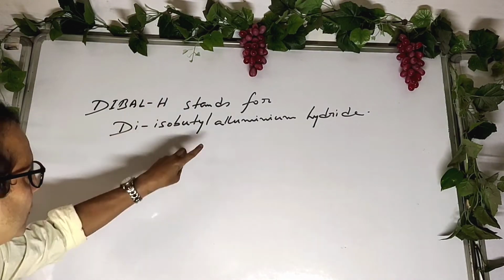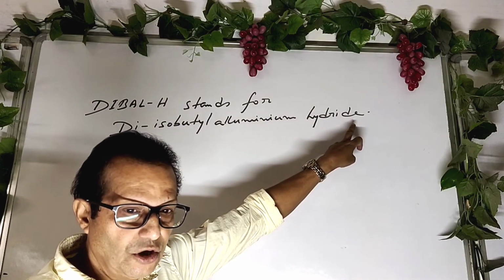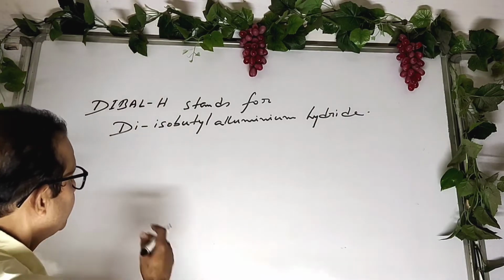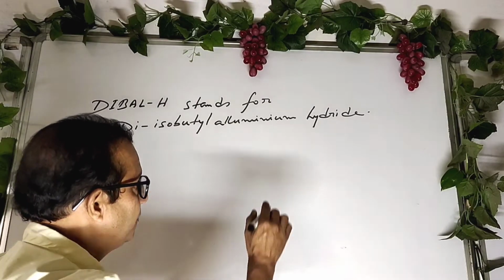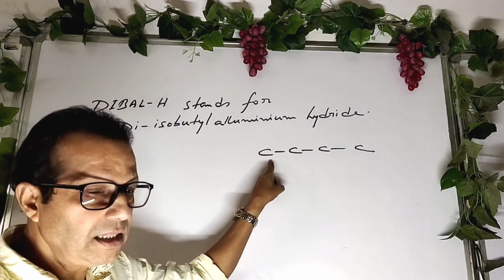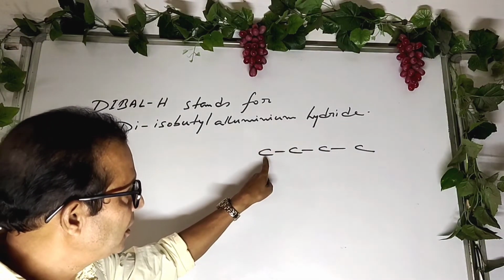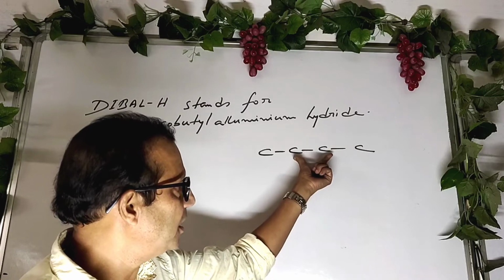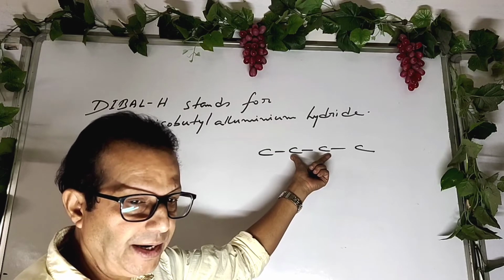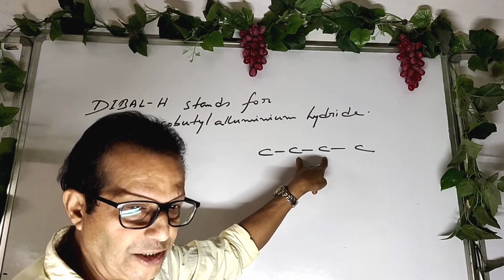Its full form is diisobutyl aluminium hydride. Its structure is not given in NCERT, so see the structure. Don't write, understand it first. Methyl, ethyl, propyl, butyl. This is the butyl group. These are the terminal carbon atoms. These are the middle carbons. If you attach a substituent at any of the middle carbon atoms, it's called an isobutyl group. Iso comes from isomers.